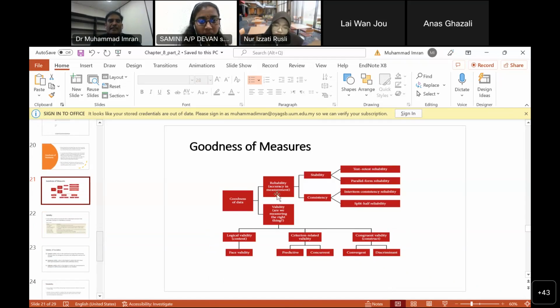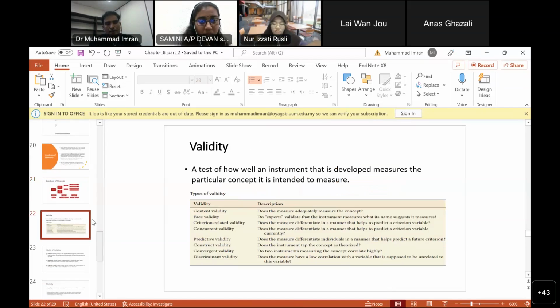Let's discuss further. First, we must know about reliability and validity. What are reliability and validity? Further, we can discuss their types. I'm going to give you one example. What is the reliability and the validity?